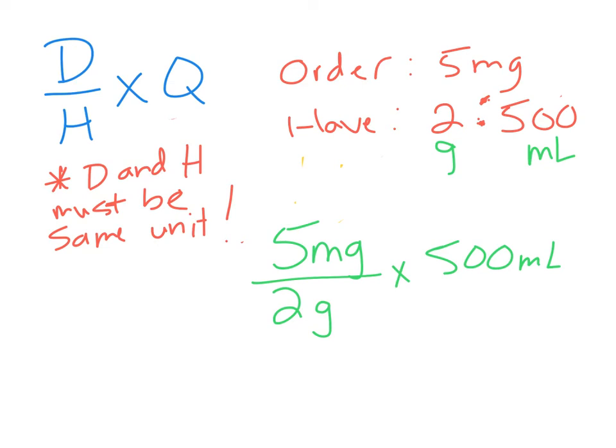So we fill out that H and Q with that ratio, and then don't forget you may have to convert. Since our order dose was in milligrams and our H is in grams, I'm going to go ahead and convert that to 2,000 milligrams in this case. So therefore they're both in milligrams. To get this answer, I'm going to take 5 divided by 2,000, then take that and multiply by 500. My answer here, this person only needs 1.25 milliliters.